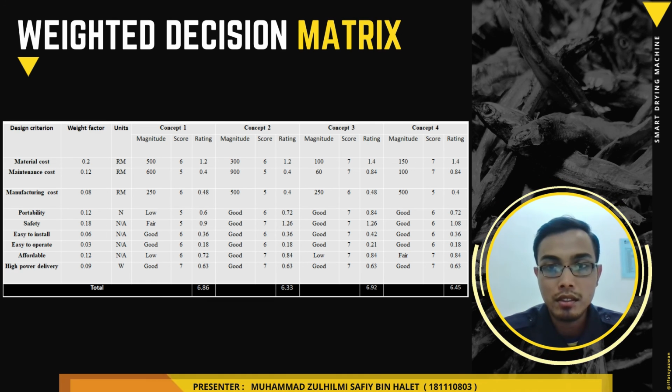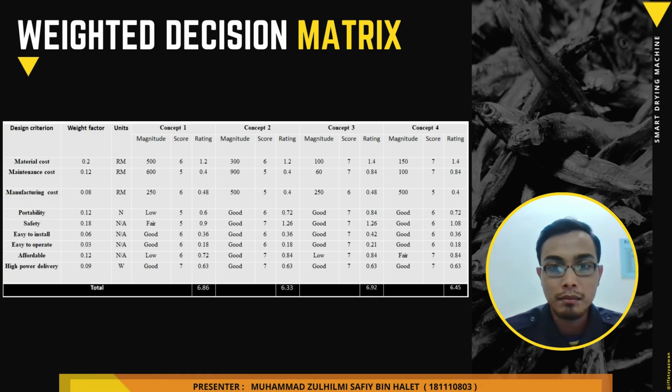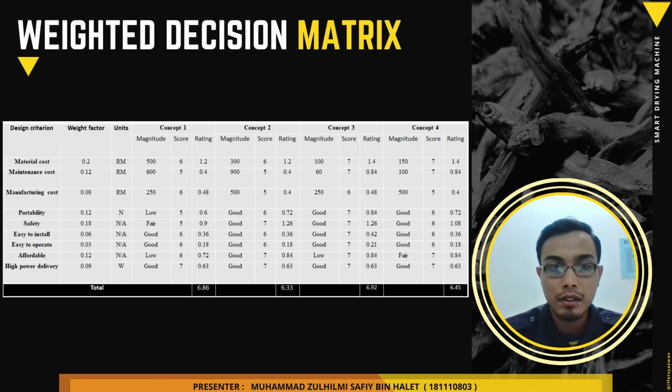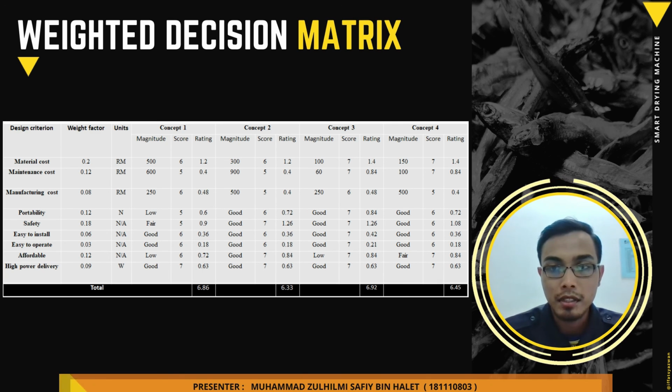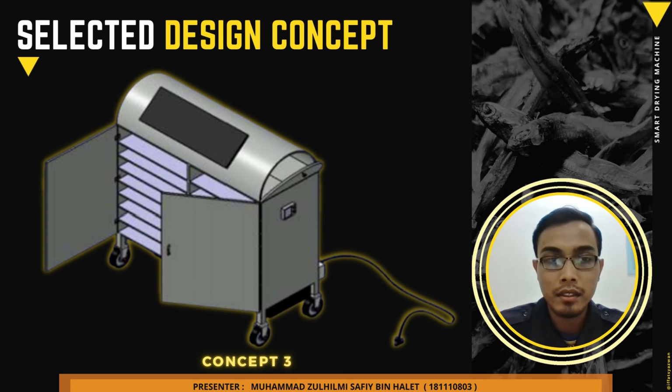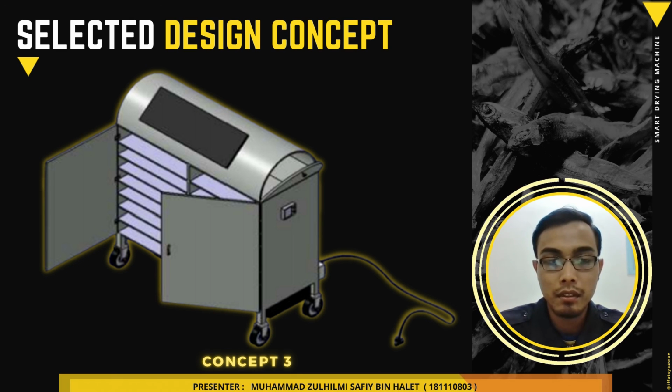The results show that concept 1 gets a rating of 6.86, concept 2 is 6.33, concept 3 is 6.92, and concept 4 is 6.45. So, the weighted decision matrix table indicates that the best overall design concept would be concept 3. This is because concept 3 achieved the highest rating. Concept 3 is selected as the final design concept due to the highest value obtained from AHP, path chart, and weighted decision matrix.